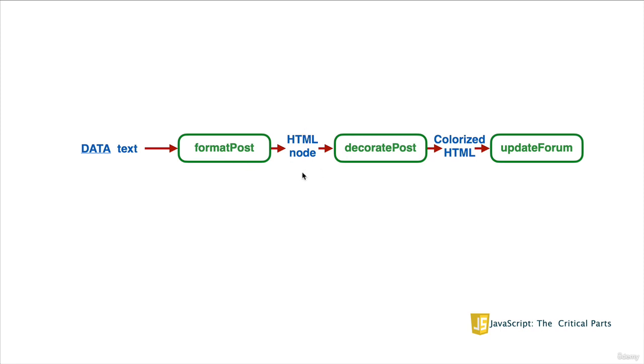It returns an HTML node. So it has some HTML code around it. That's the new data piece that gets returned. That gets passed into another function, decorate post, which adds something to it to make it look nice, some CSS or whatever. And that returns back something we're going to call colorized HTML. And then that gets passed into a function that updates the form. So basically, we're passing data from one function to another, and it changes that data as it gets passed through.